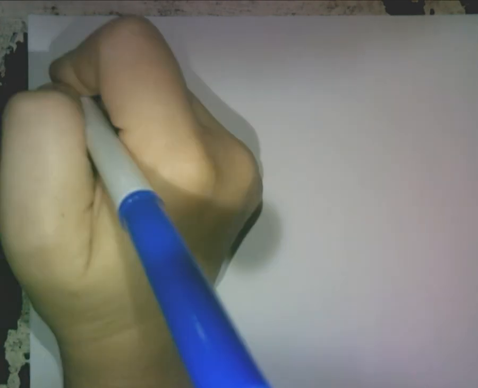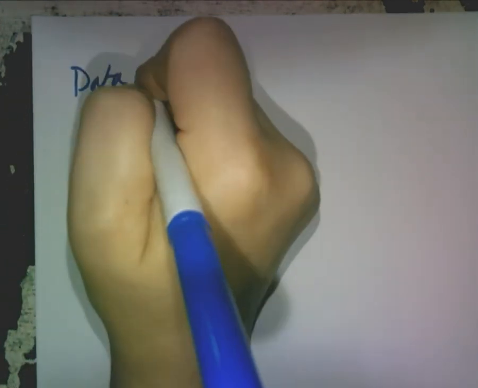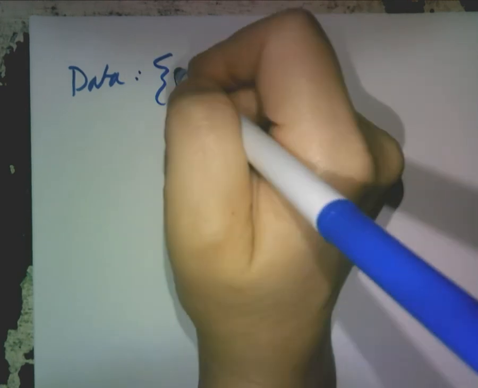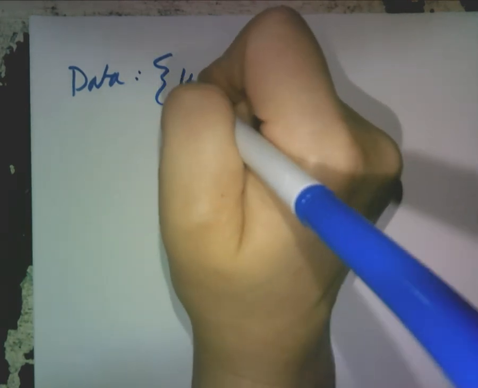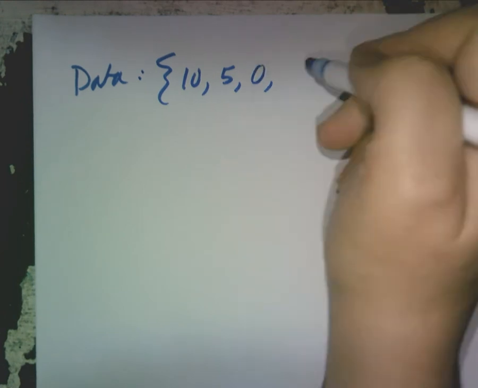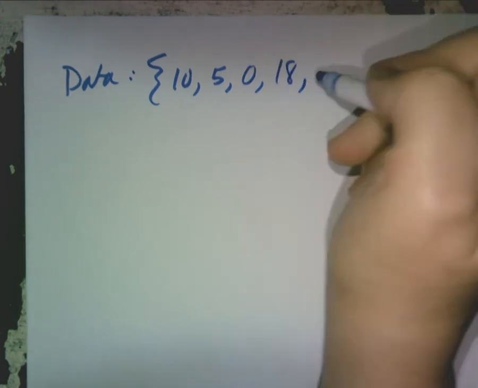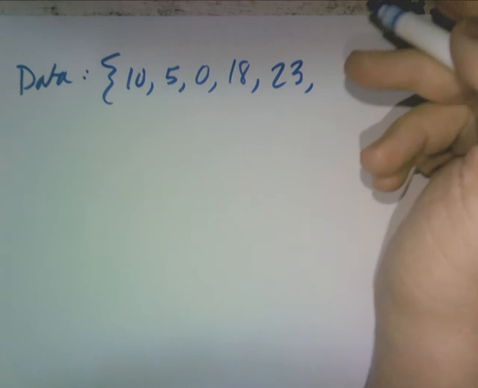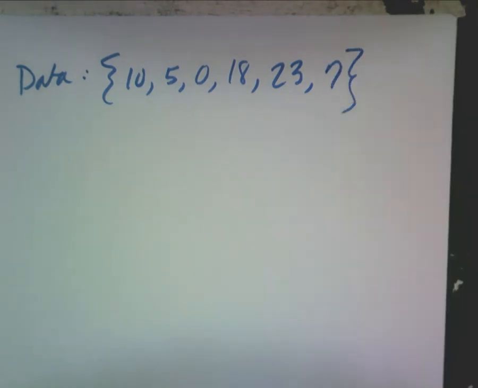actual data and data points. So if I gave you a list of data, I don't know, we're going to go in a different order: 10, 5, 0, 18, 23, and 7, something like that. Okay, we won't make it long.